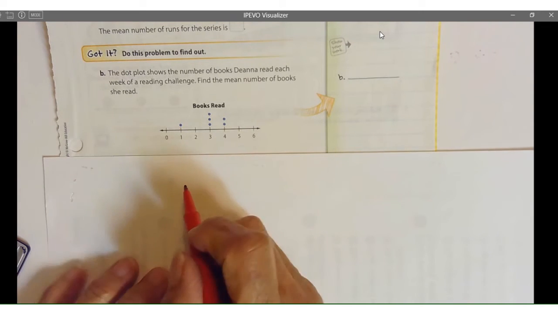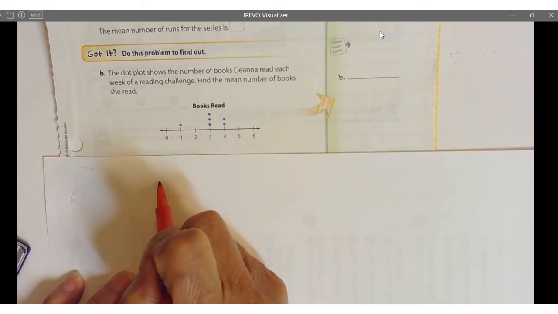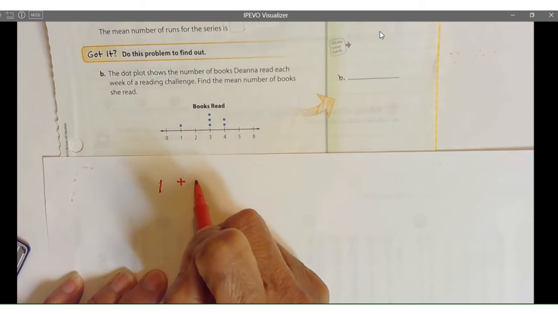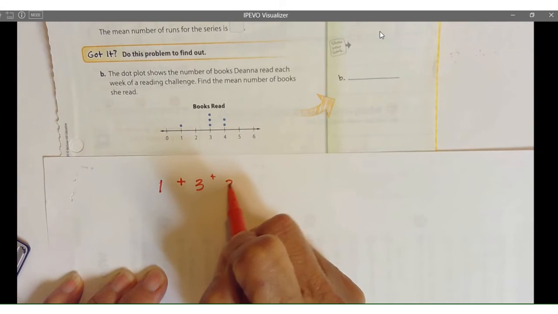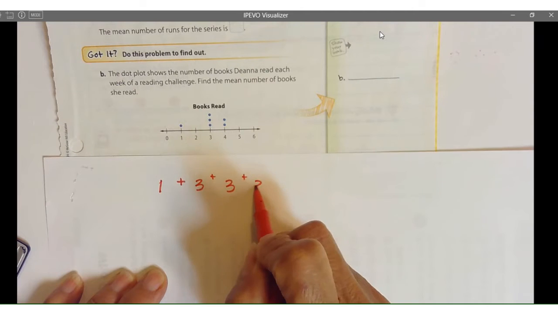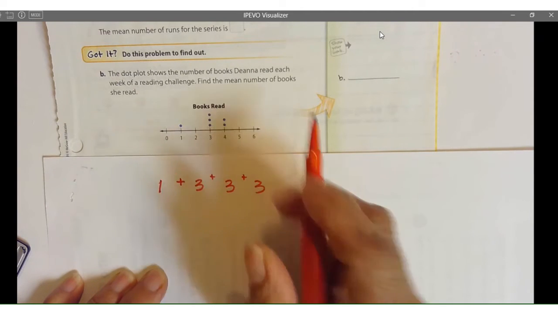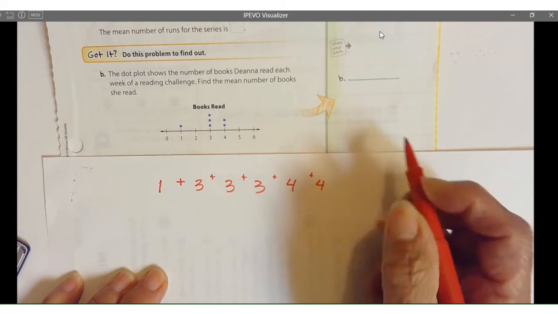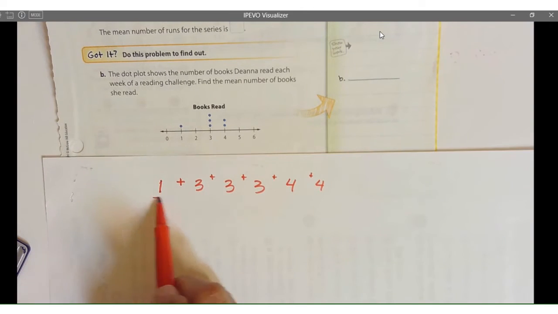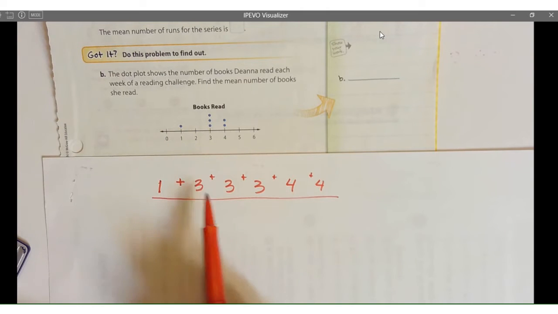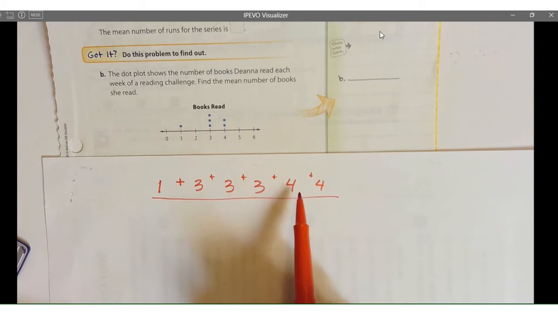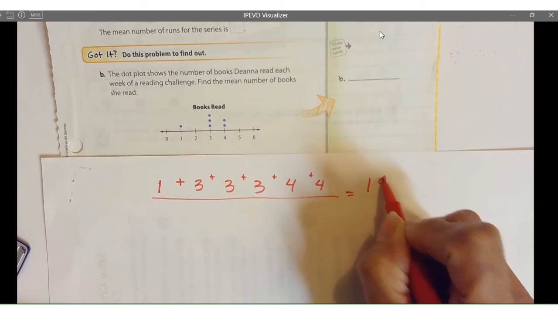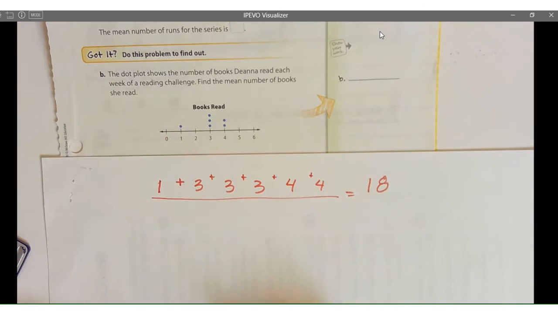So we have, and I'm going to actually add them up, 1 plus, how many 3s? We have 3 of them. 1, 2, 3. 2 4s. 4, 4. All right. So we have 3, 6, 9, 10, and 4 are 18. So we have a total of 18 books that she read for the book challenge.